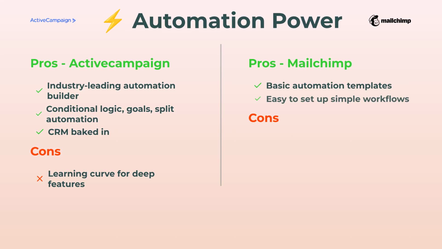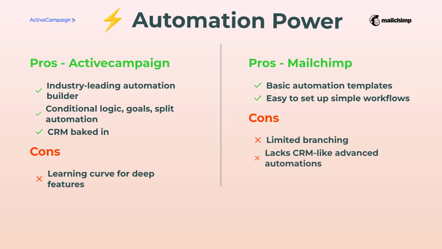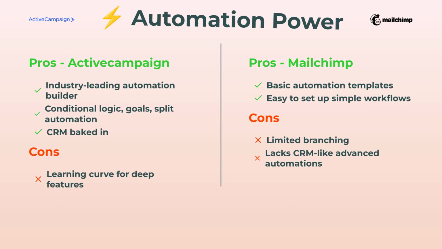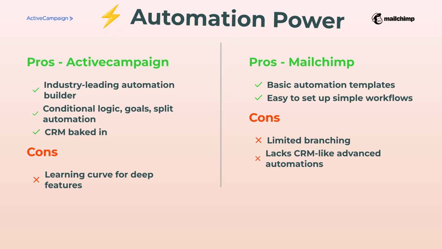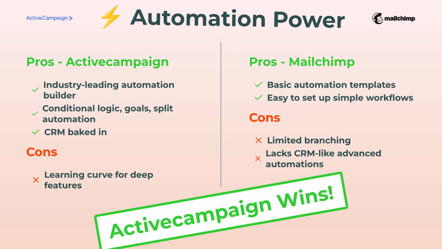Mailchimp does offer automation templates, and super basic workflows make setup a breeze so you won't get lost. But if you want anything beyond the basics, you're gonna hit the ceiling pretty quick. Advanced branching? Not really, and definitely no CRM level stuff, so for automation maniacs, Activecampaign wins hands down.